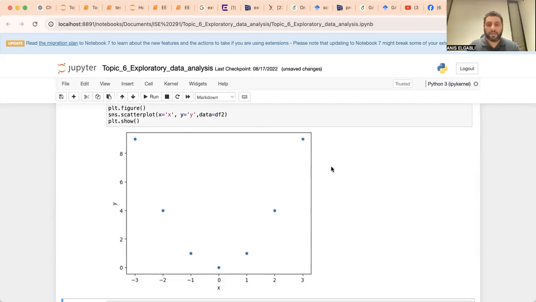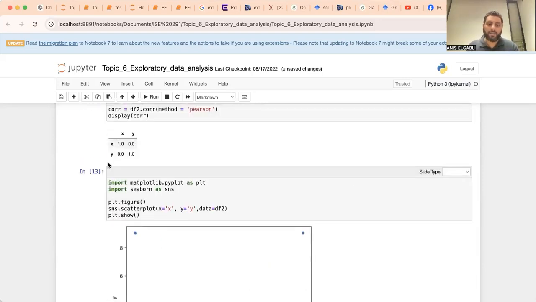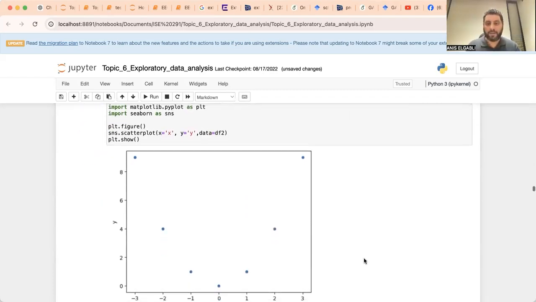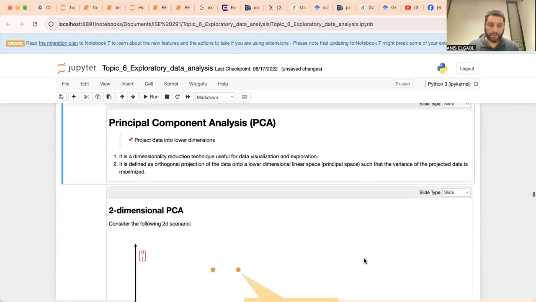So you use correlation to detect if there is any linear relationship. If you fail to detect any linear relationship, then you may plot the scatter plot to see if there is some kind of nonlinear relationship between these two variables.